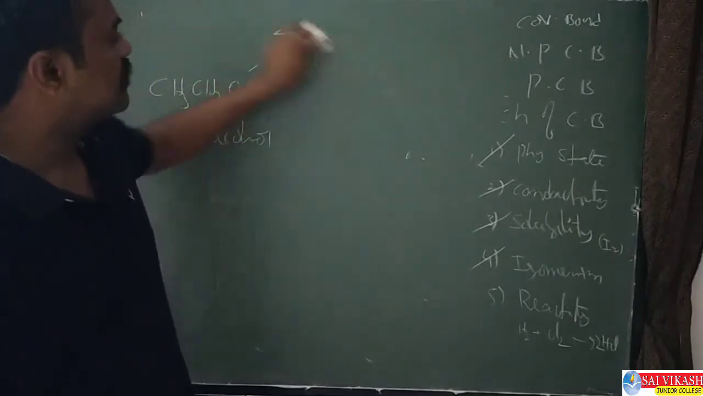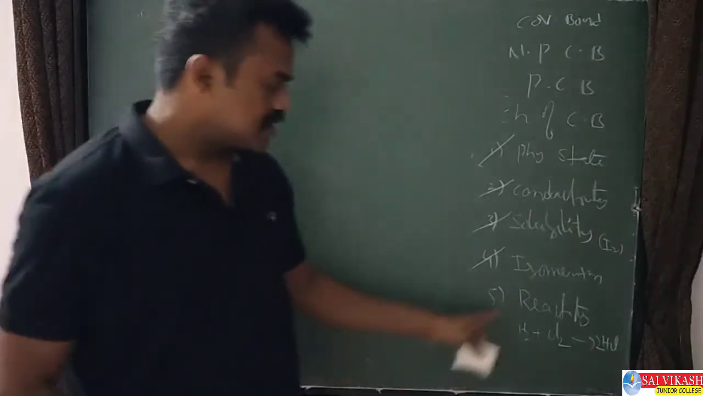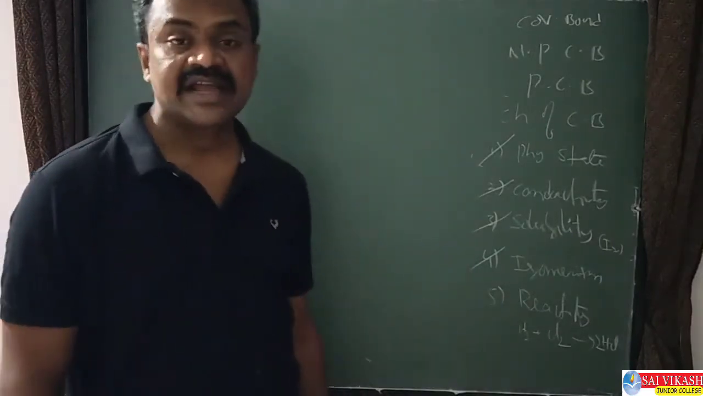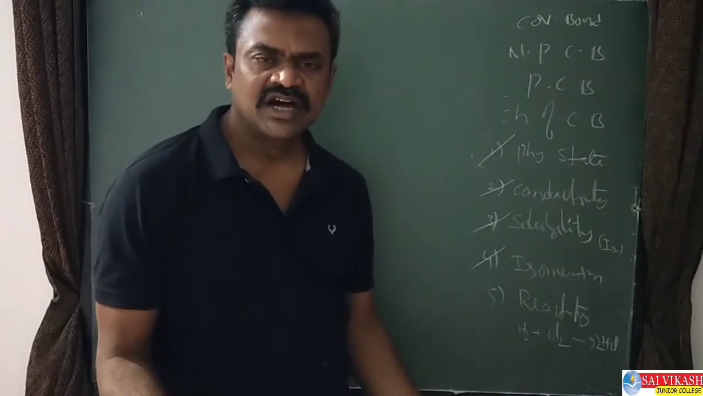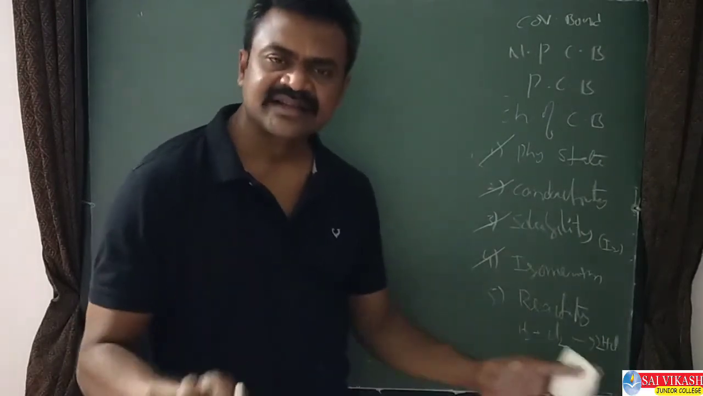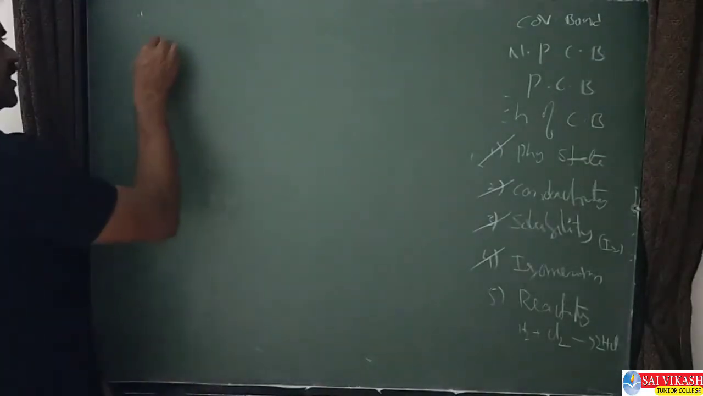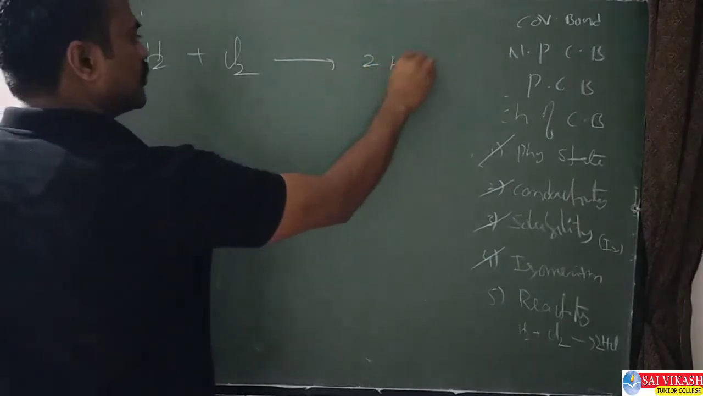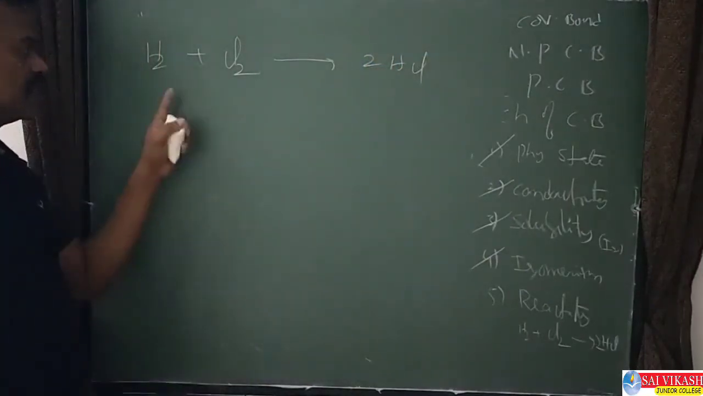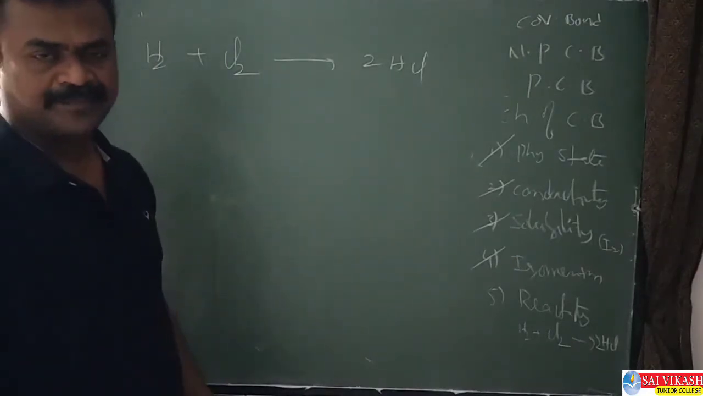There are so many examples in isomerism. It comes in organic chemistry. Now, the fifth one is reactivity. Covalent compounds are usually less reactive compounds. For example, see H2: when it reacts with Cl2, it forms 2HCl. H2 combines with Cl2, forming 2HCl.